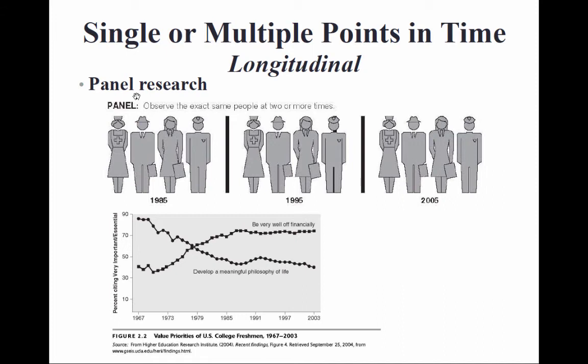Alternatively, I could engage in some panel research. And what I'm doing here is I'm looking at the exact same people, but I'm looking at those exact same people across different time periods. Here, 3 different time periods, 1985, 95, 2005, but the individuals are exactly the same. And I'm just looking at how are their perceptions of their ability to develop a meaningful philosophy of life and their ability to be well off financially, how are those things changing over time?